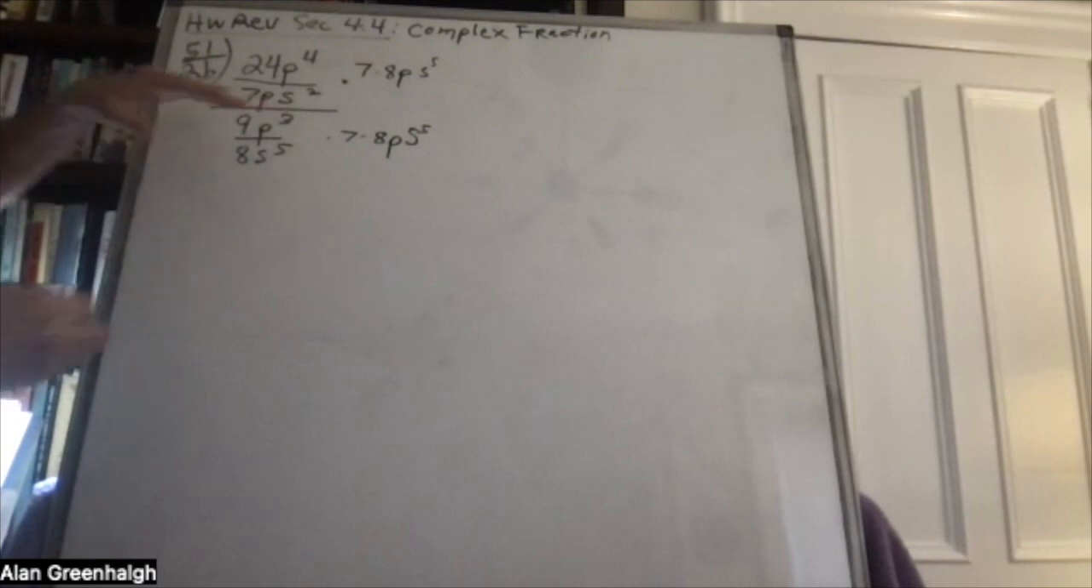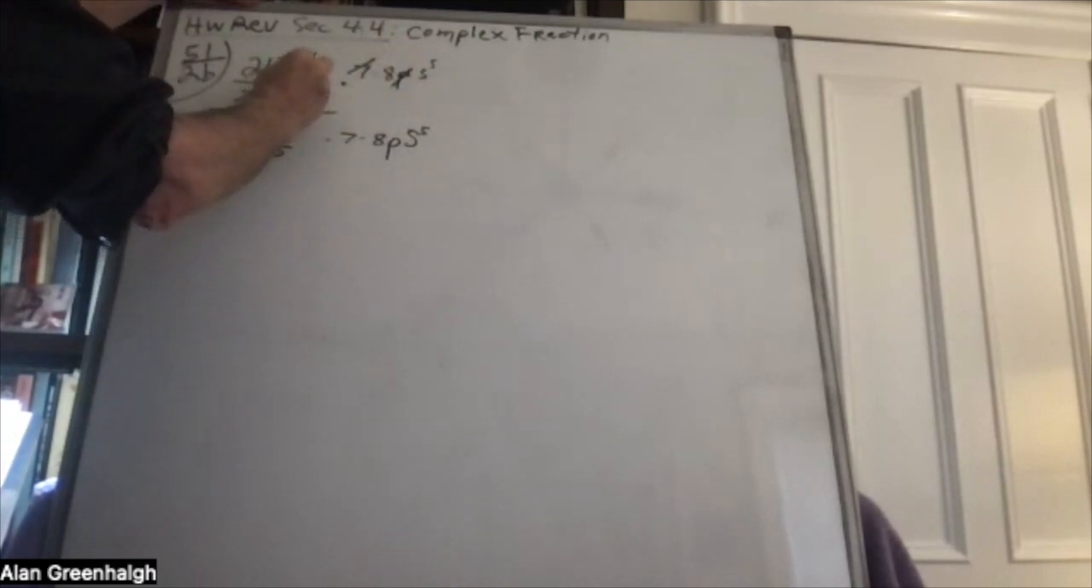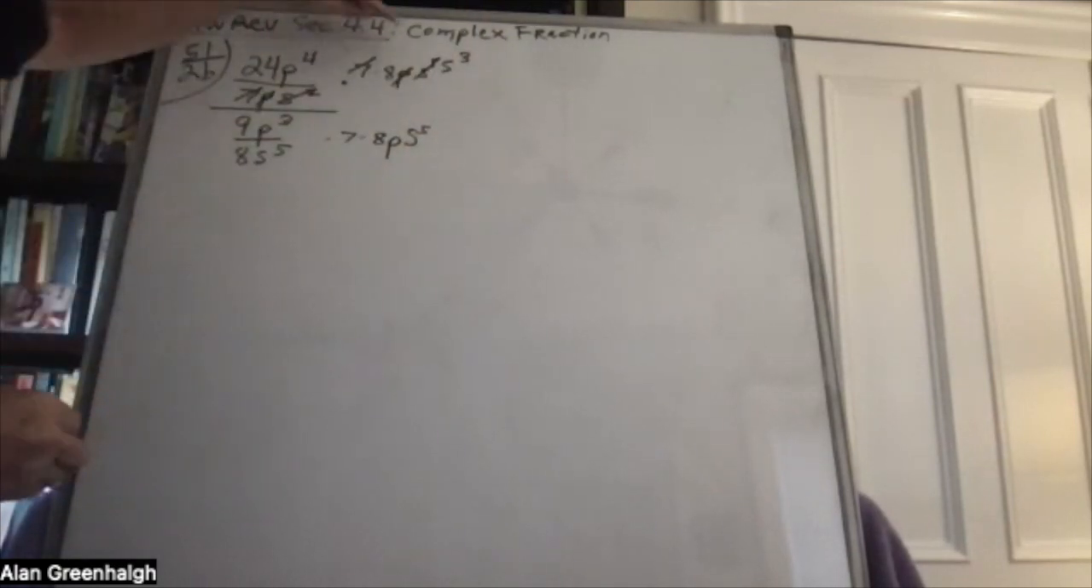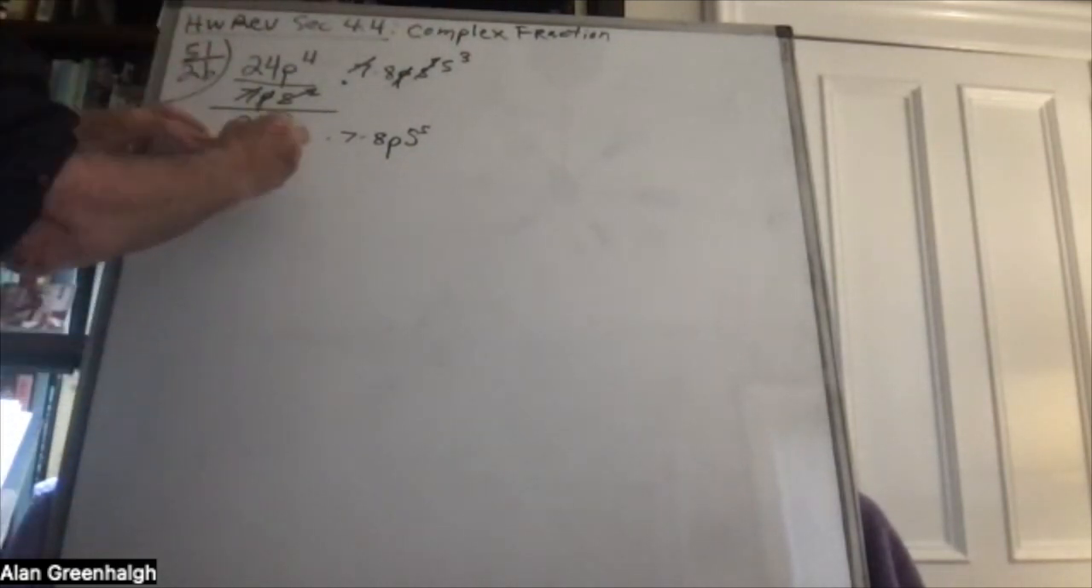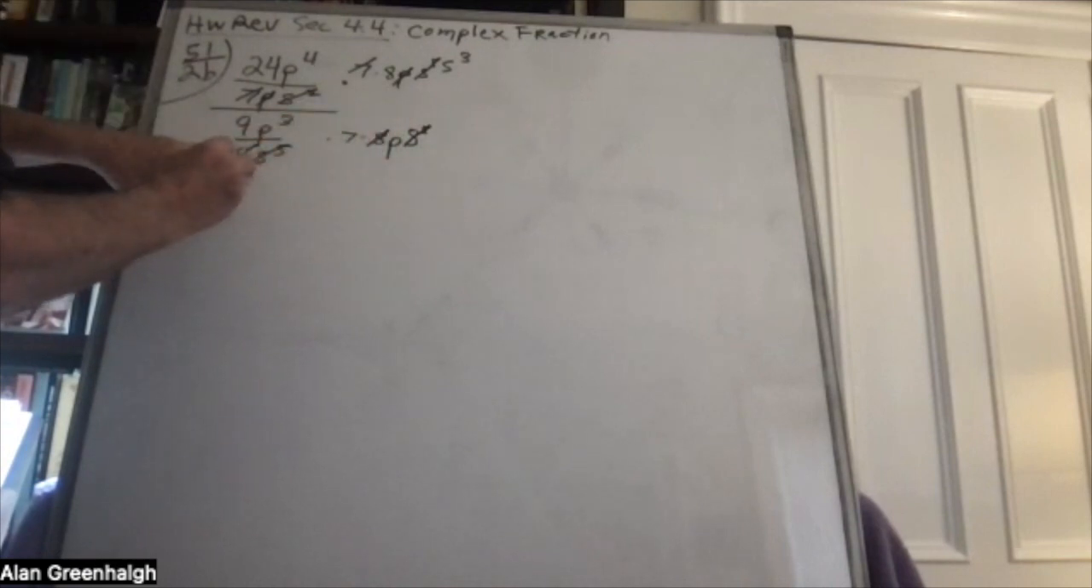Now you need to cross stuff out. So 7 crosses out with the 7. P crosses out with the P. S to the second goes into S to the fifth, S to the third times. So 5 minus 2 is 3. And now let's do it down here. The 8's drop out, S to the fifth, S to the fifth, and we're left with the P.